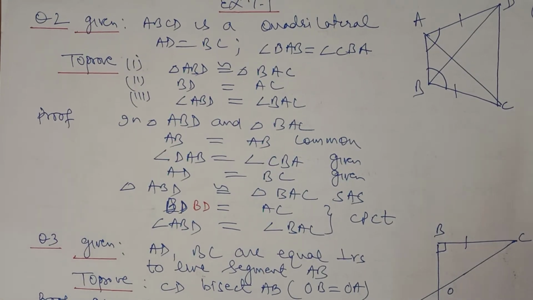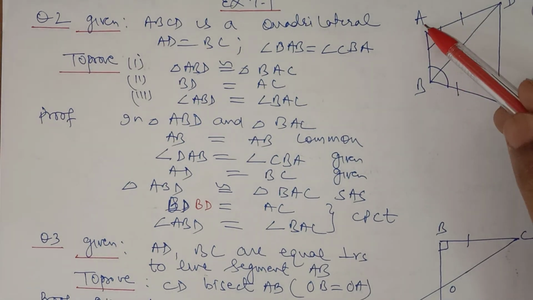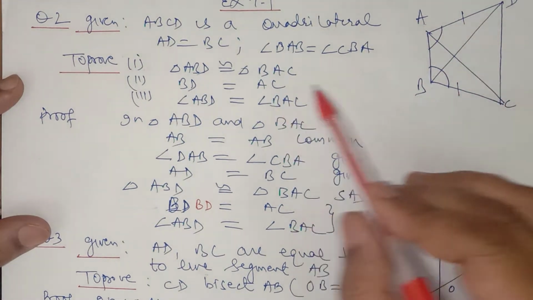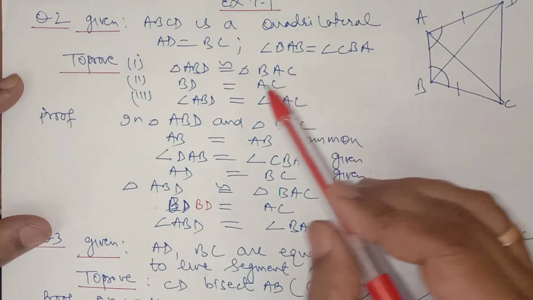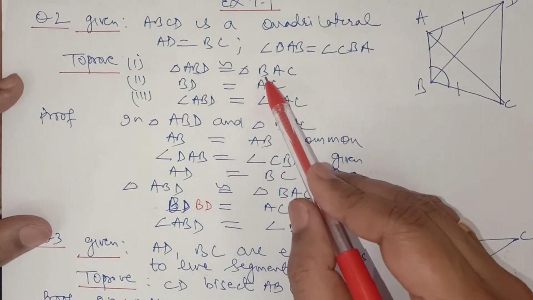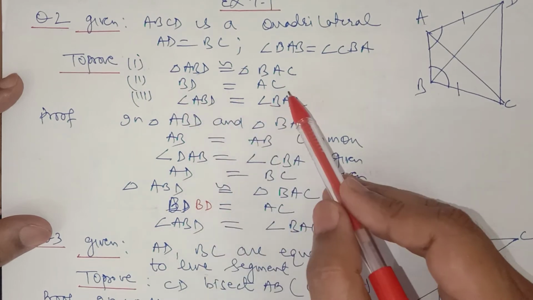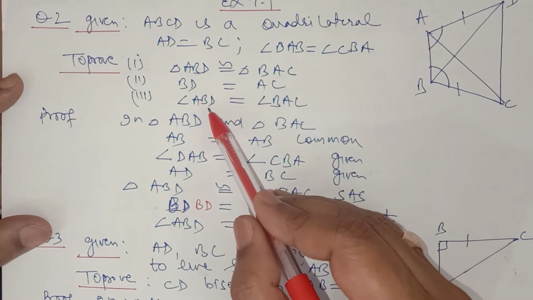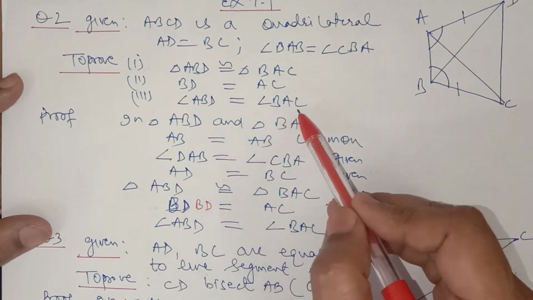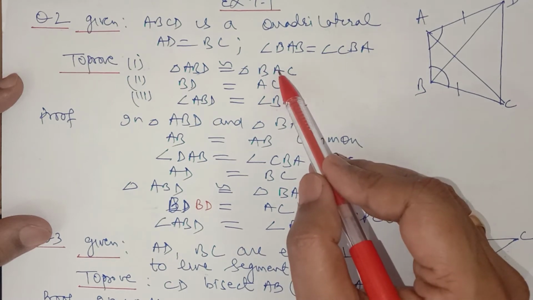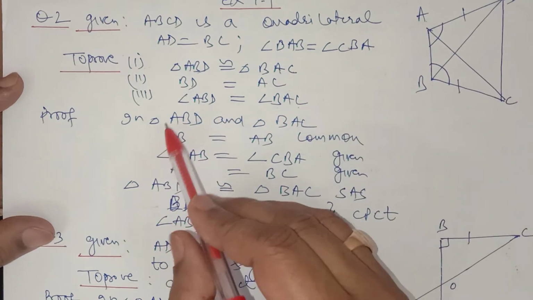Now in this it is given that there is a quadrilateral ABCD in which AD is equal to BC. Read the question very carefully. And angle DAB is equal to angle CBA. This is given, and you have to prove that triangle ABD is congruent to triangle BAC, BD is equal to AC, and angle ABD is equal to angle BAC. You have to prove this. We can prove it by starting like this.